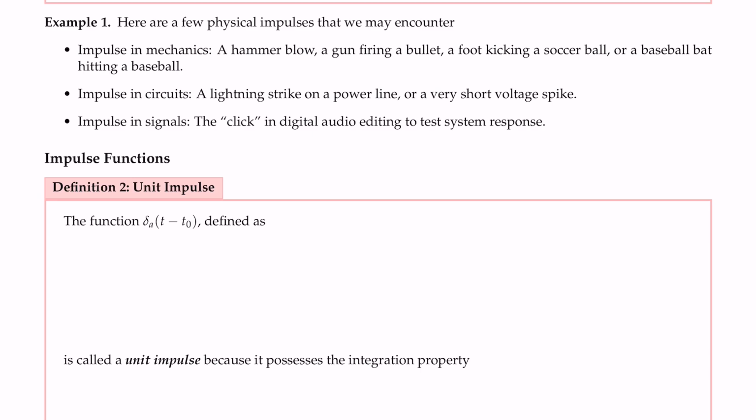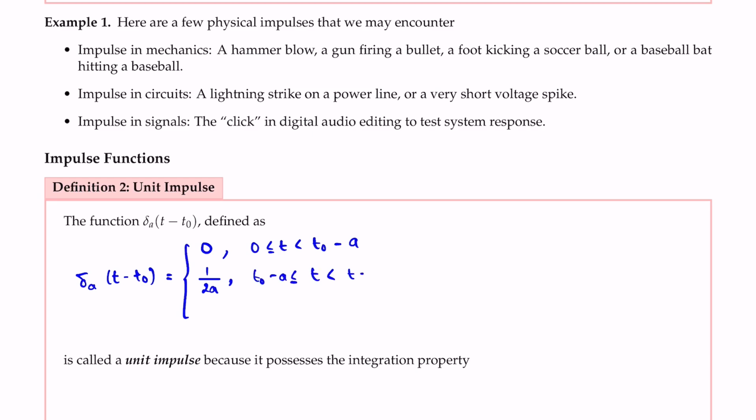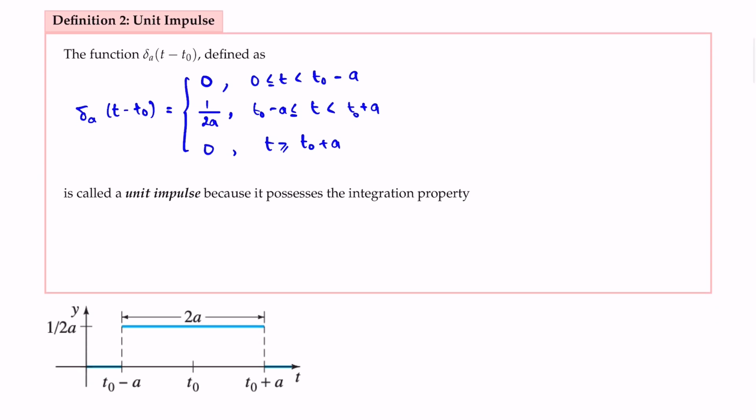Okay, so let me write down the setup for the delta function here. Delta sub a of t minus t0 is equal to the piecewise defined function: it is 0 when t is between 0 and t0 minus a, equal to 1 over 2a when t is between t0 minus a and t0 plus a, and 0 again when t is greater than or equal to t0 plus a. That's the setup. The function is 0 everywhere except in the interval between t0 minus a and t0 plus a, as you can see in this graph.